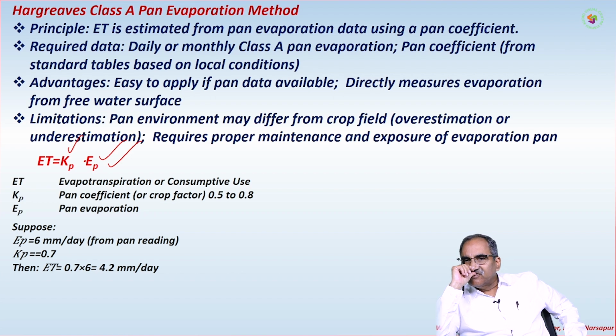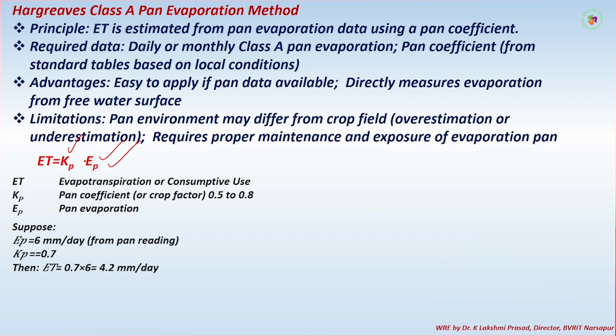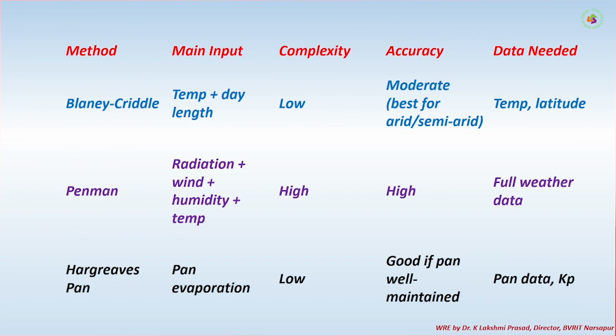Then coming to the Hargreaves class A pan evaporation method, it depends on the pan coefficient and the pan evaporation. Based on these two, if you do it, this is the method. Now let me see the comparison between all the methods.